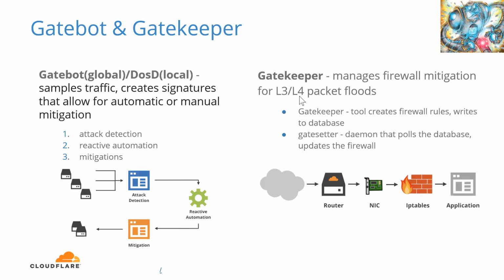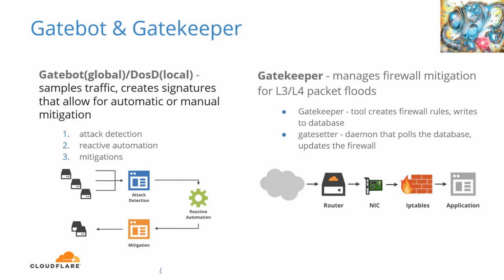After that, it will forward it to Gatekeeper to do the mitigation. Gatekeeper will be creating the firewall rules in our database. And then we also have a gate setter, which is a daemon that will pull the database and then update the firewall. So Gatebot and Gatekeeper work hand in hand. One is to detect, create a sample, and then activate the mitigation. Gatekeeper is the one that creates the rules to mitigate the attack.